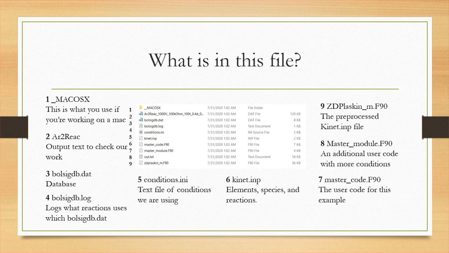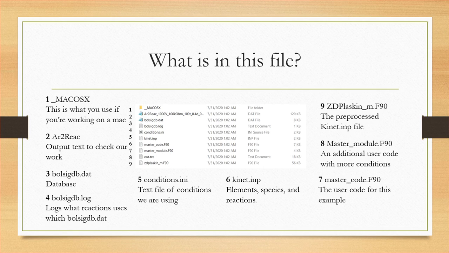The conditions INI file lists things such as gap length, pressure, and voltage. In the last case, we had these written in our code, but we have a lot more non-constant conditions, and so they're distributed into a few different parts.